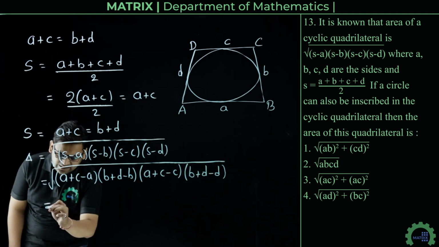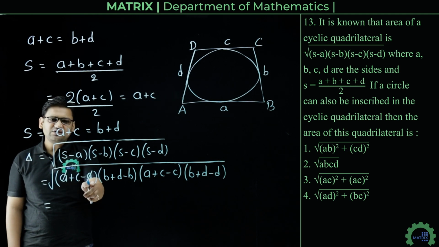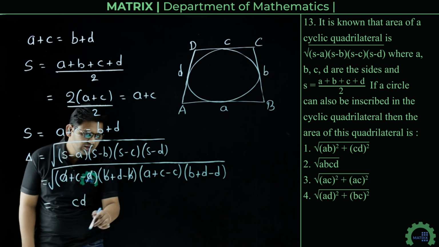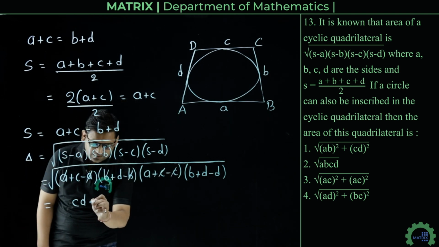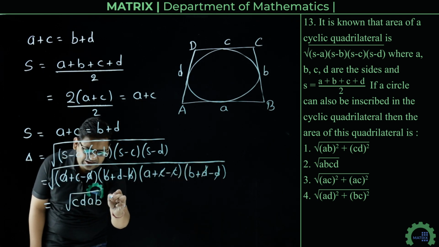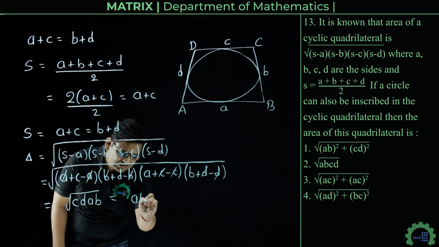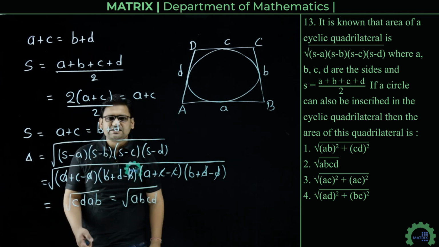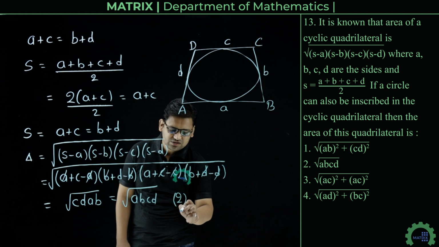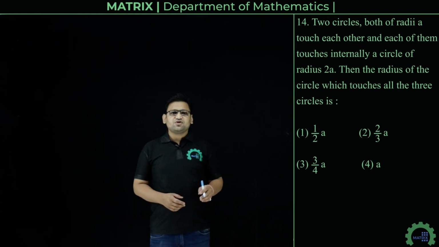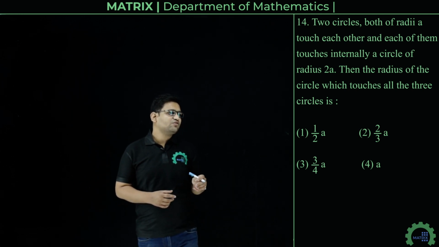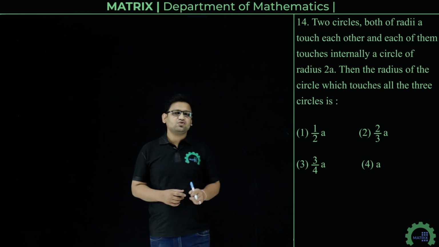On solving this, the terms cancel out each other, so we get c into d into a into b, whole square root. On rearranging this, we get the square root of abcd. This is the area of this cyclic quadrilateral, which is option number 2. So option number 2 is the correct answer. Let's see the next question. Two circles, both of radius a, touch each other and each of them touches internally a circle of radius 2a.